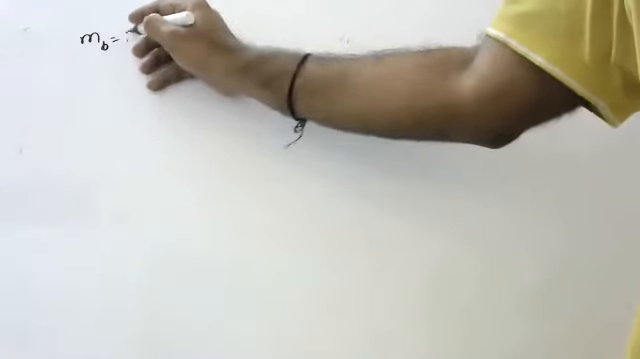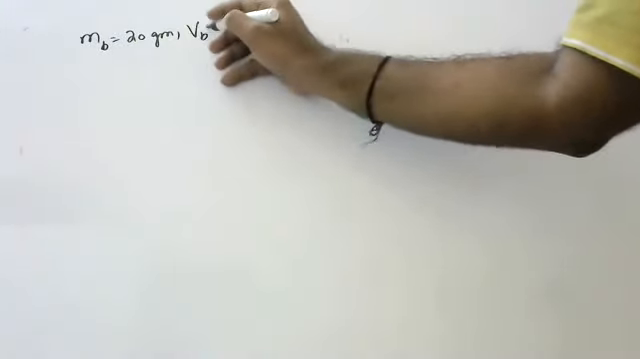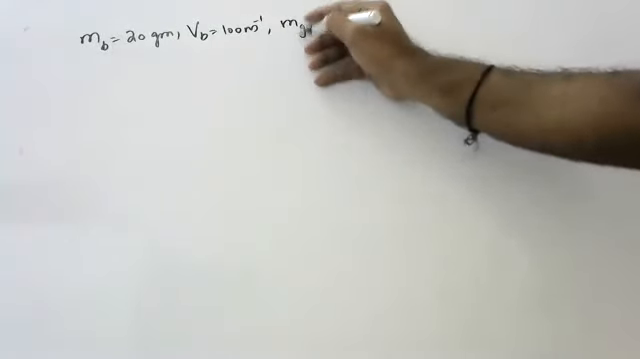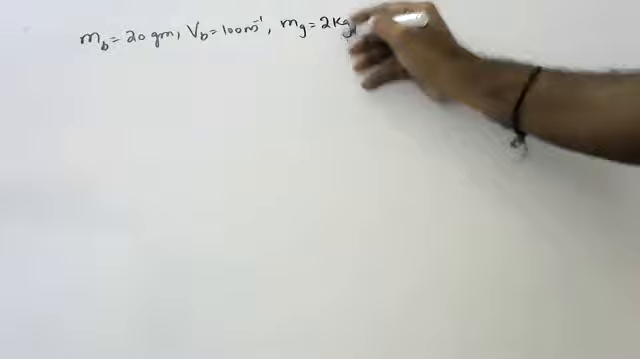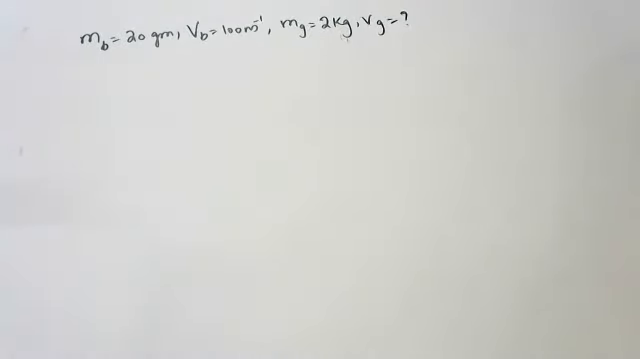Same like this. Mass of bullet is 20 grams. Velocity of the bullet is 100 meters per second. Mass of gun is 2 kg. And what is the velocity of recoil? Anyone wants to try, children? Yes, who will try?